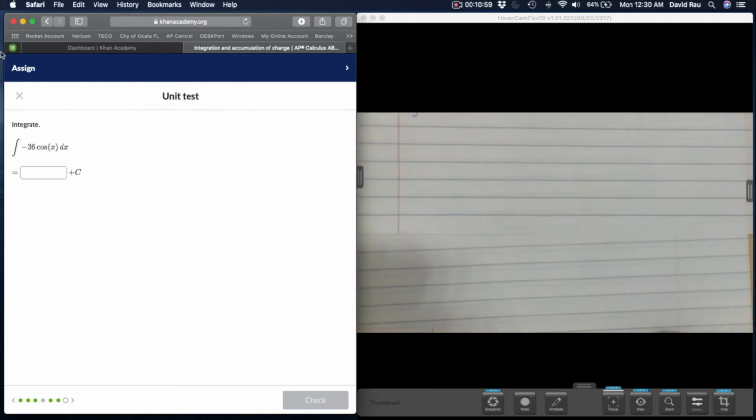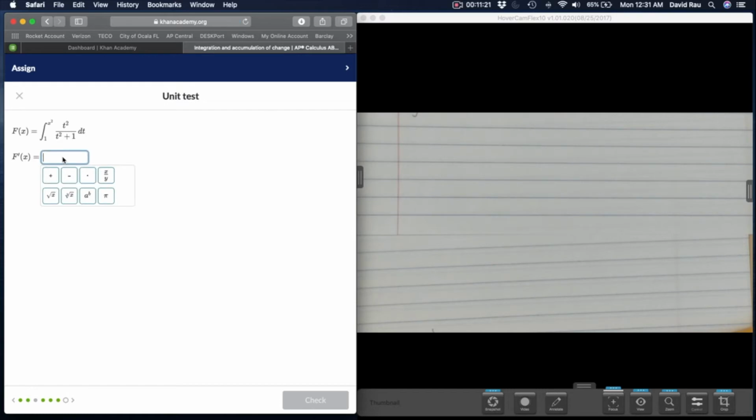Next, this is just a basic integral question. I'm not really going to go through this too much. Again, just kick out the negative 36. The question is, what do you get cosine from? If cosine was the derivative, where did it come from? And it came from sine. So we have sine, and we need the negative 36 that was tagging along, and that's it.